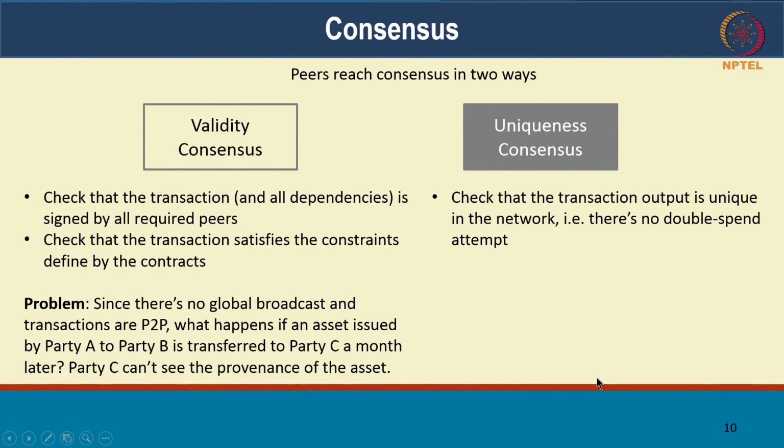Now, one of the problems that you could see is, since there is no global broadcast and transactions are all peer-to-peer, if an asset is issued by one party and transferred to another party B and then to C, for C to verify, let's say a month later, they will have to go through the provenance of the entire asset to see if all the transactions have been legitimate. In some ways, that's similar to how our financial transactions and other transactions also happen in the real world.